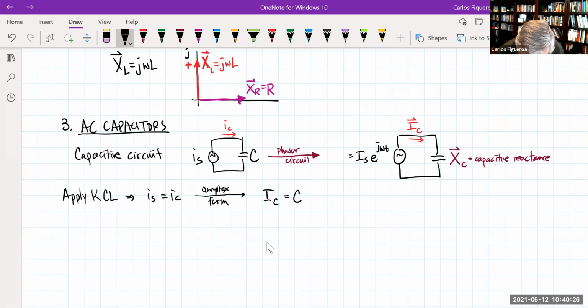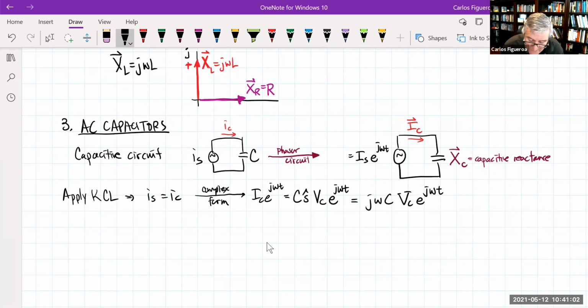But then I write in here that this is Vc e to the j omega t. Okay, this is right. By the way, I messed up again. It's Ic e to the j omega t. Now if I take the derivative of this, look what I get: j omega c Vc e to the j omega t. The thing you want to pay attention to is that V and C have switched roles here. So when I look at that, again, look at the j omega t term.